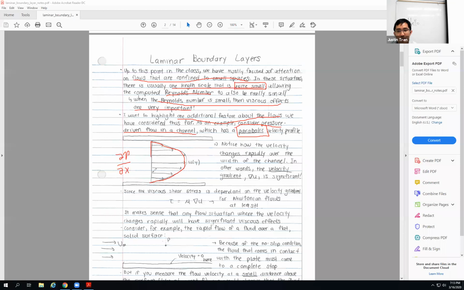What I want to draw your attention to is that this velocity is going to change rapidly over the width of this plate. As you go from one plate to the other, you go from basically zero velocity at the bottom plate, to a max velocity in the middle right here, and then at the top plate, again, you're at zero velocity. And remember, the stipulation for these flows is that this gap width, h, is usually extremely small. So over an extremely small space, you have really rapid changes of velocity. You go from zero to something big, back to zero.